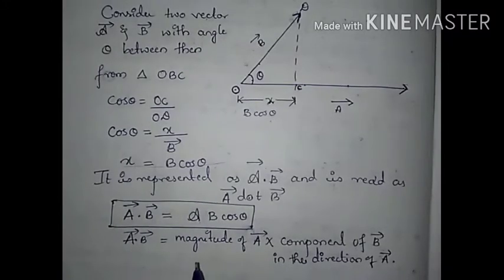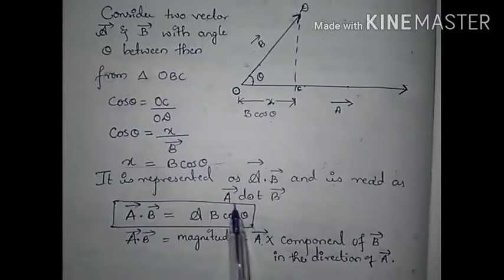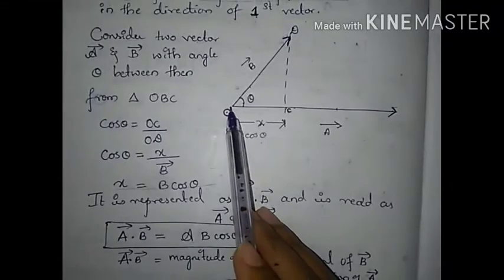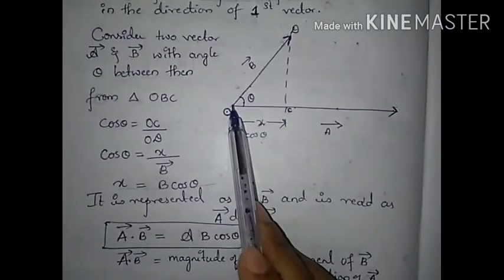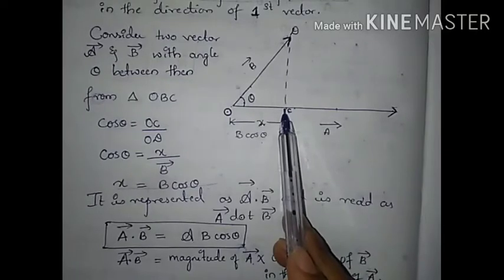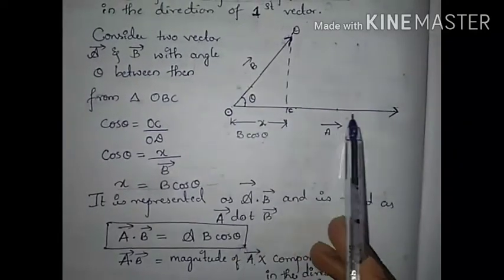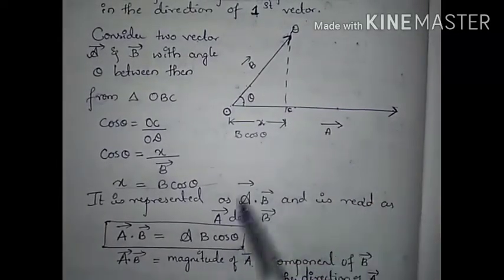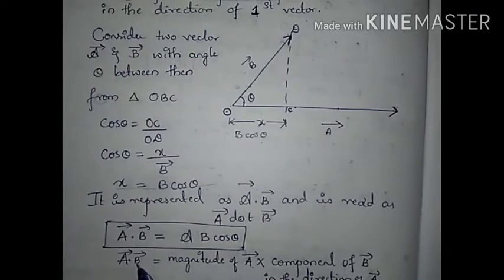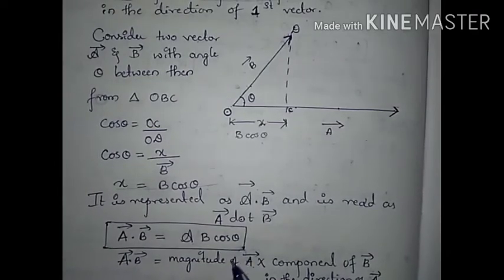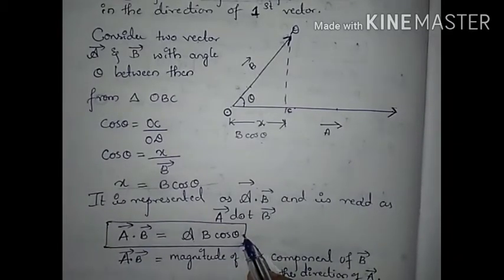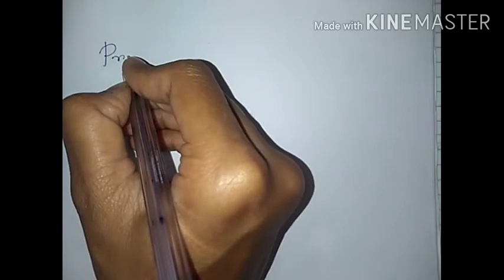A here denotes the magnitude of A. B cos theta is the component of B in the direction of A. So from the origin to C, it is the component of B along the direction of vector A. This distance is B cos theta, and the product of the A and B vectors is AB cos theta. So this is known as the scalar product or the dot product of two vectors. Now next is the properties of the scalar product.